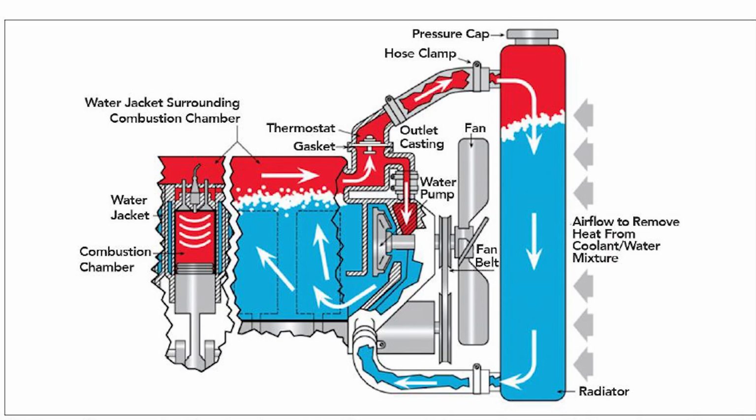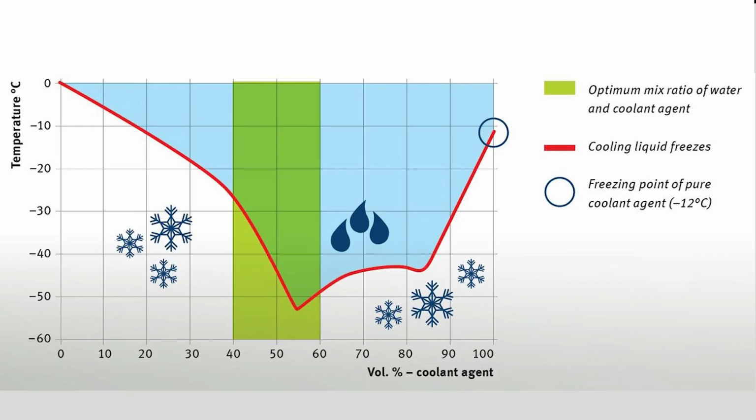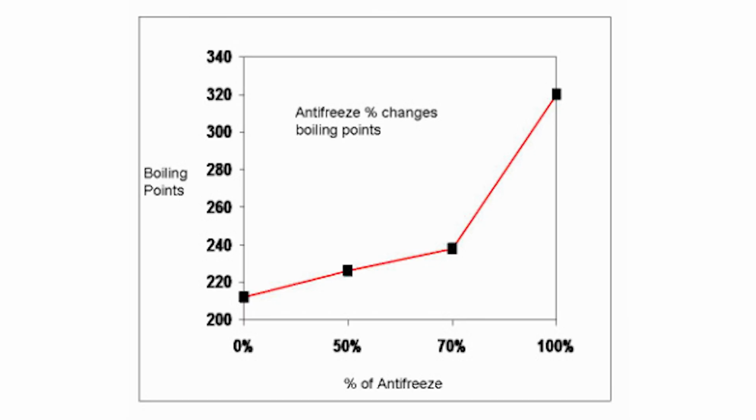Number one is transferring heat. Coolant absorbs heat from the engine and carries it away from the radiator where it is dissipated onto the surrounding air. Number two is protection from freezing. Coolant contains additives that lower the freezing point of the liquid, preventing it from solidifying in cold temperatures and potentially damaging the engine. Number three is protection from boiling.